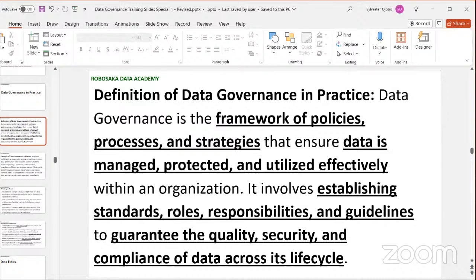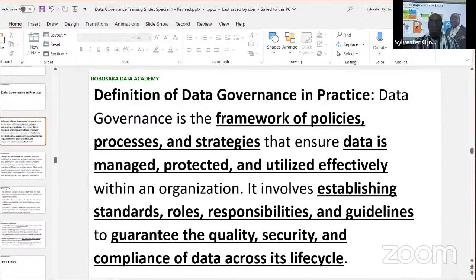Can somebody take this one as an initiative? For example, I'm interviewing you, and can you tell me any data governance initiative carried out?